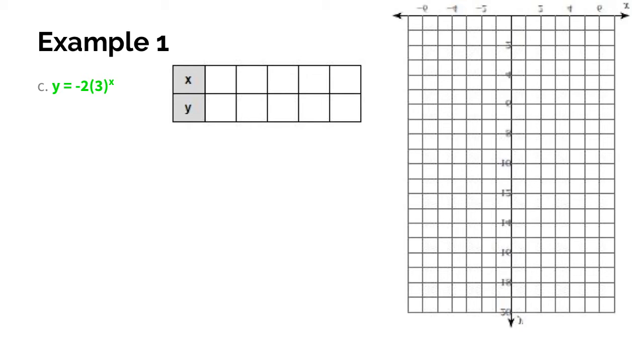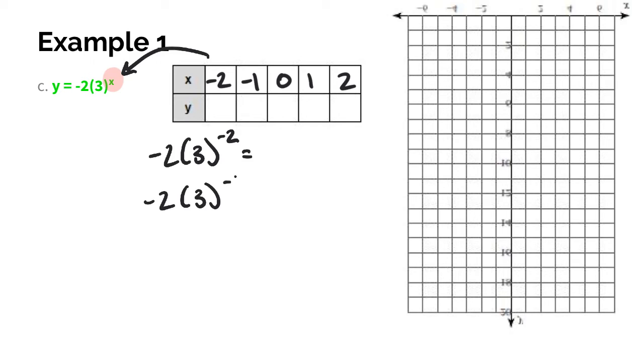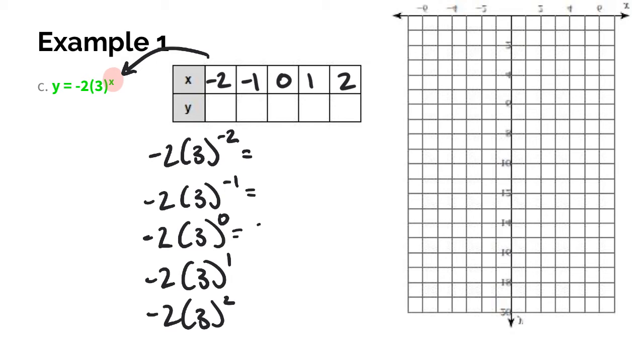So again, we're going to graph this the same way. I'm going to plug in my inputs of -2, -1, 0, 1, and 2. My goal then is to take all of those inputs and plug them in where I see x. So I would have -2 times 3 to the -2nd power, -2 times 3 to the -1st, -2 times 3 to the 0 power, and lastly, -2 times 3 to the 1st, and -2 times 3 to the 2nd. So my goal, again, is to evaluate each of these functions for those given inputs.